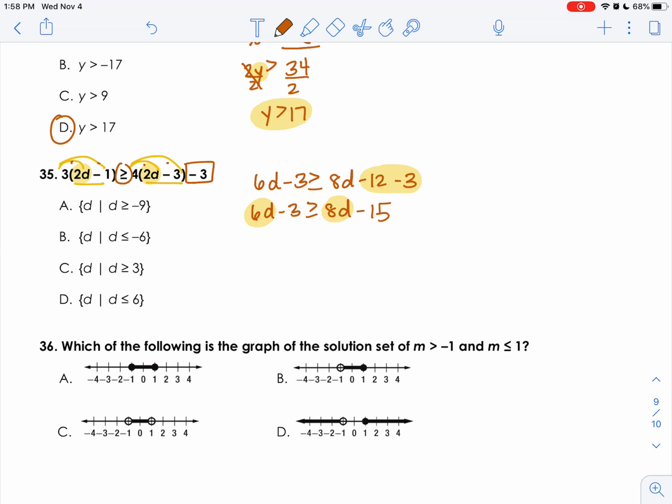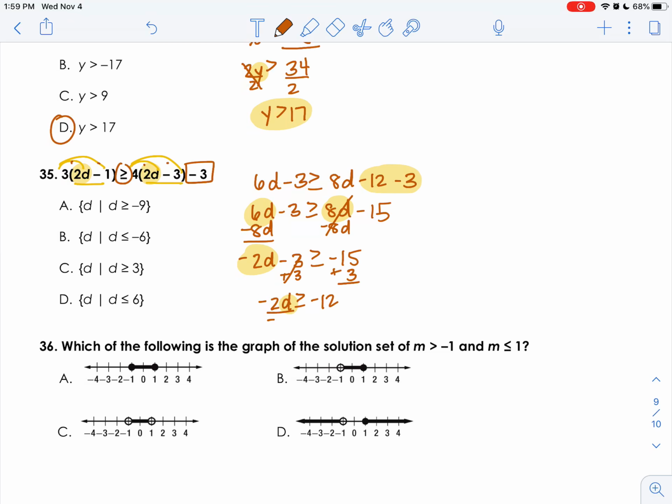Next, I want to get my D's together on the same side. So I'm going to subtract 8D from both sides. 6D minus 8D is negative 2D. I'm left with minus 3. It's greater than or equal to negative 15. To get this negative 2D by itself, I'm going to add 3 to both sides. I'm left with negative 2D is greater than or equal to negative 12.